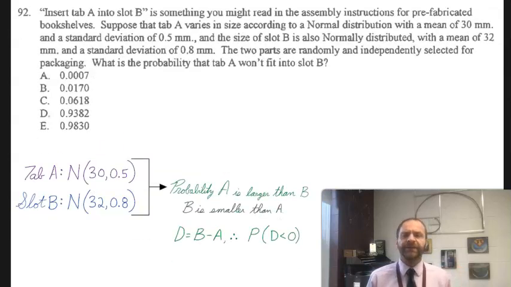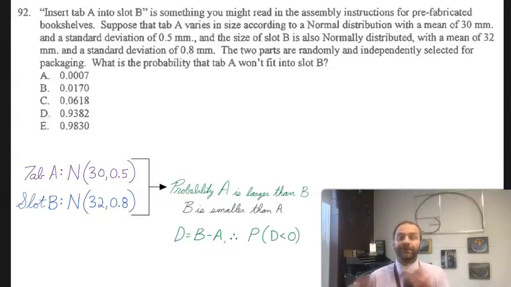So what I'm really dealing with is I'm looking for the difference. I want B minus A to be a negative number since B is supposed to be smaller than A. So the difference, I'm going to define D, that variable, as B minus A. So therefore, I want to find the probability that D is less than 0. I want to see the difference to be negative. That's what I'm looking for here.